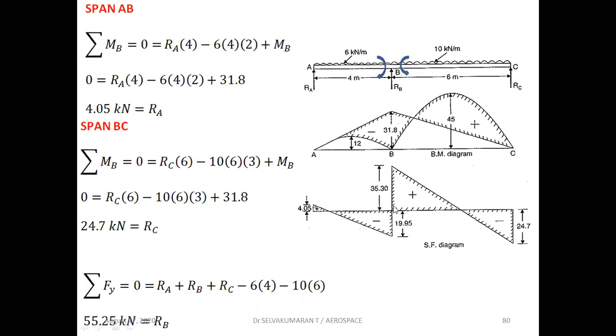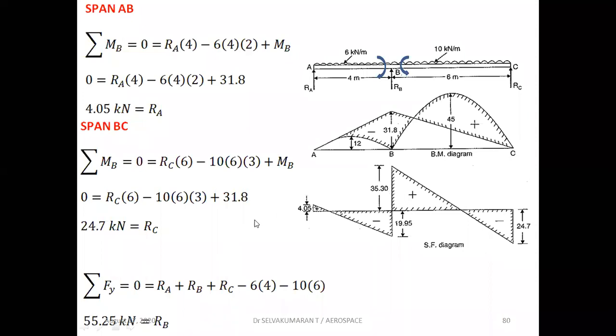Suppose I start plotting the shear force diagram from the right hand side. The sign convention when I start from the right side is that upward is negative and downward is positive. RC comes out to be 24.7 from calculation, acting upwards, so negative, minus 24.7. The UDL is acting downward, so it is positive. So minus 24.7 plus 10 into 6, you will get plus 35.3.